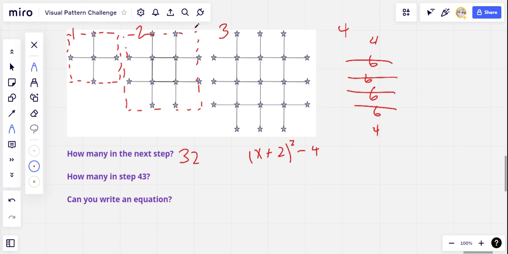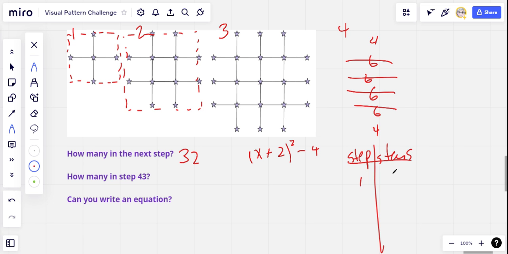Then you square it to get that 4 by 4 grid, 16 stars, and then subtract the corners. So this looks like a promising equation. Let's actually analyze the numbers first and see if this will be verified by what the numbers say. So I'm going to make a chart with the step number and the number of stars.